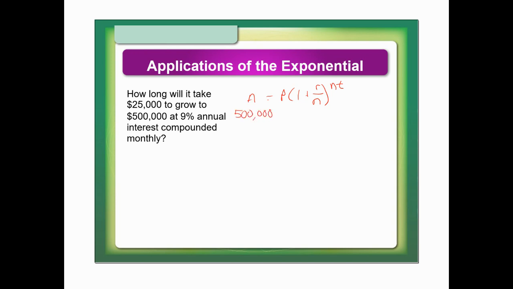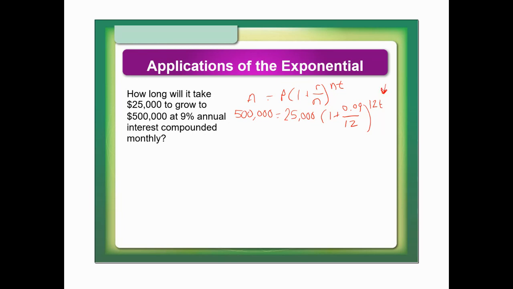500,000 equals 25,000 times 1 plus 0.09 over 12, because compounded monthly is 12, to the 12t. Well, this looks like a lot, but right now our goal is to solve for the time, how long it will take, the number of years.